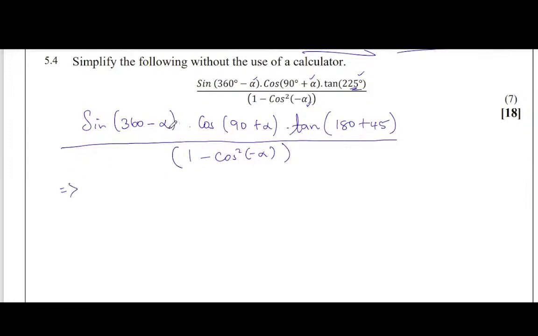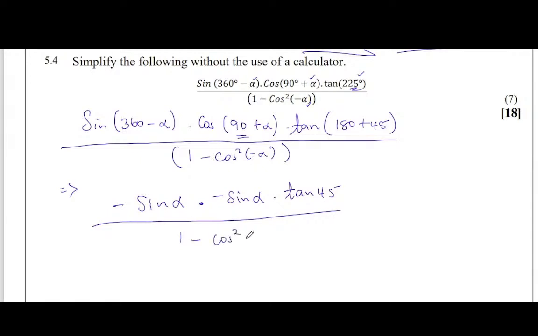I know that 360 minus is in the fourth quadrant. In the fourth quadrant, the sign is negative. So that's a negative sine alpha. Then the cos of 90 plus, these are complementary angles if it has a 90. So that's going to be negative sine alpha. And then the tan within the third quadrant is positive. Okay, so that is tan 45. And then I'm dividing this by 1 minus the cos of a negative angle is the same as the cos of a positive angle. So that will just stay the same as 1 minus cos squared alpha.